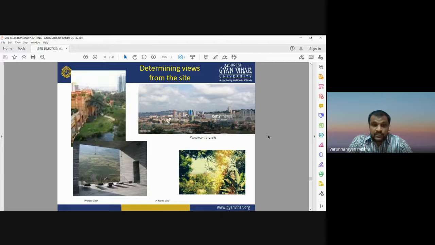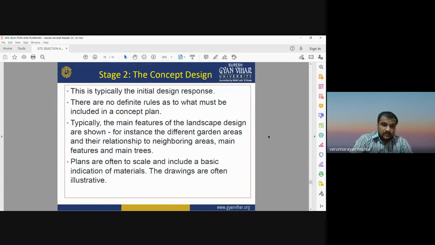it will also provide you the ability to view the entire city from the top of your building, from the top of your house. So this is also important, to determine the views from different sites in that study area, in that urban area. Okay, second stage is the concept of design.